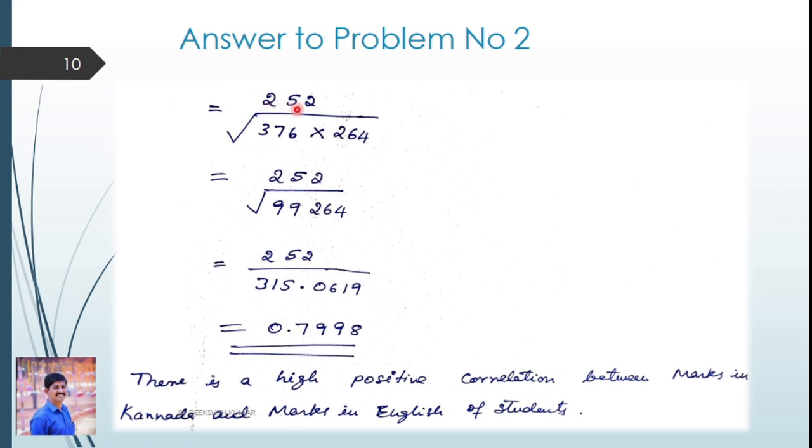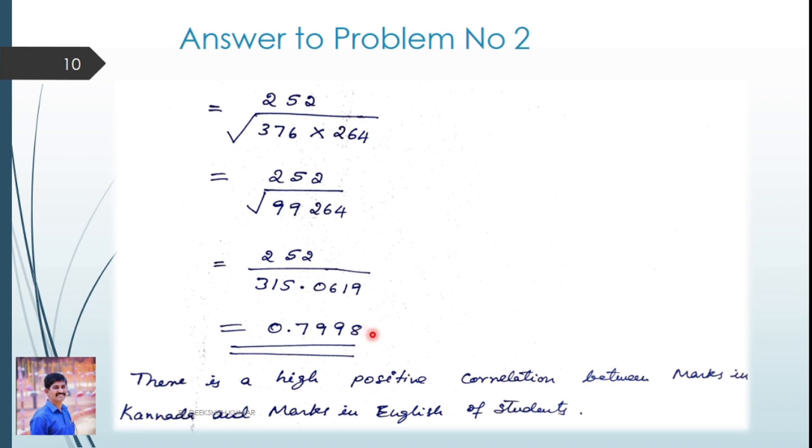So 252 divided by square root of 376 into 264. First I multiply 376 into 264. The answer is 99,264. I have to remove the square root. So I got 315.0619. 252 divided by 315.0619 is equal to 0.7998. See here, we don't have any minus value. We have 0.7998. That indicates r is positive.